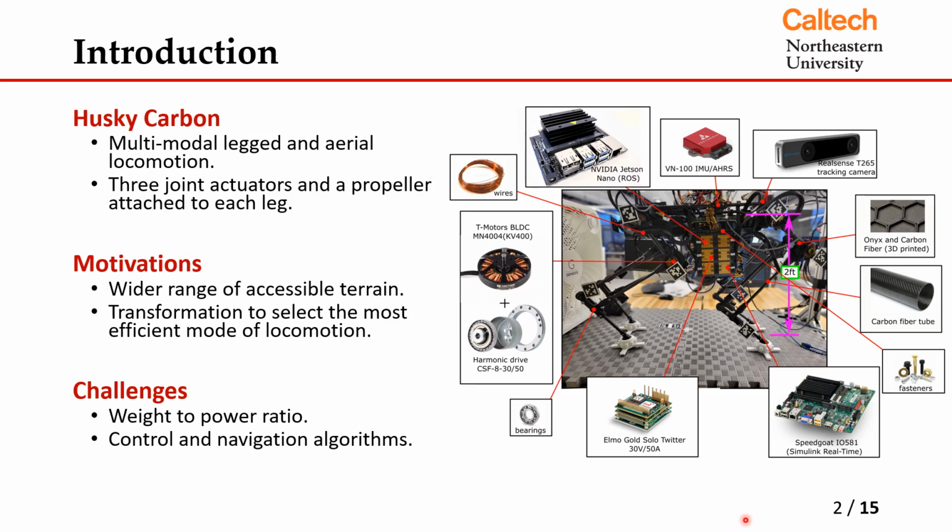As you can see here, most of the components are lightweight, such as carbon fiber tube and carbon fiber and 3D printed components. And we use very high power density actuators over here, such as the pancake BLDC and harmonic drives. Overall, the system is powerful and lightweight.